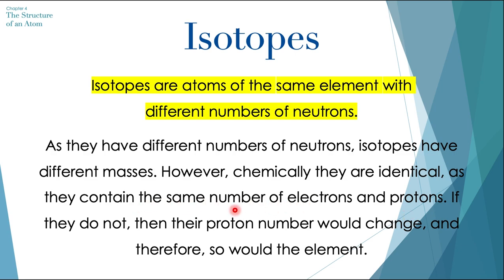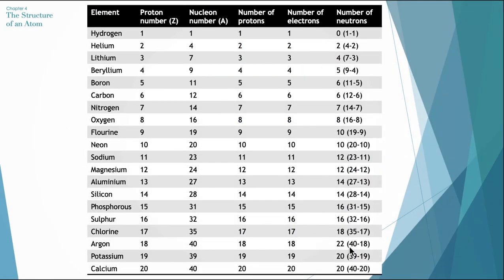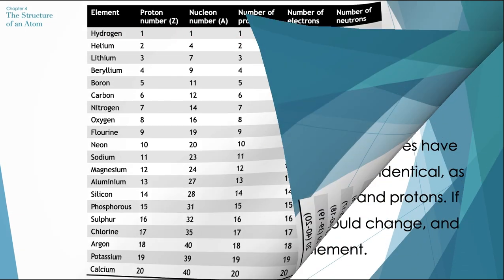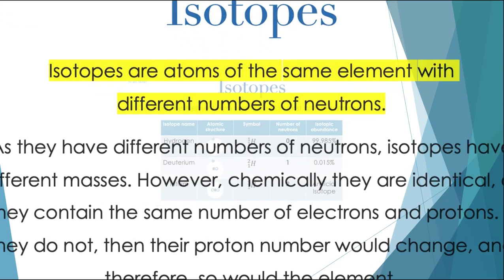So if they do not have the same number of electrons and protons, then their proton number would change, and therefore so would the element. So here we can see that if the protons of a hydrogen atom change to 2, then it would no longer be a hydrogen atom. It would become a helium atom. So the proton number always represents the element, whereas the neutron number can change and form an isotope of the same element. So consider the element hydrogen.